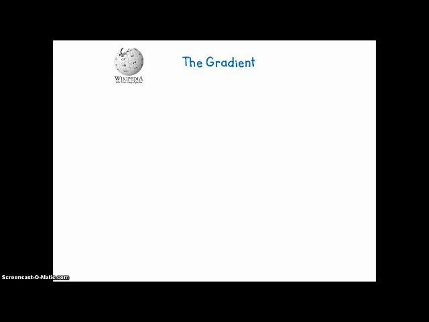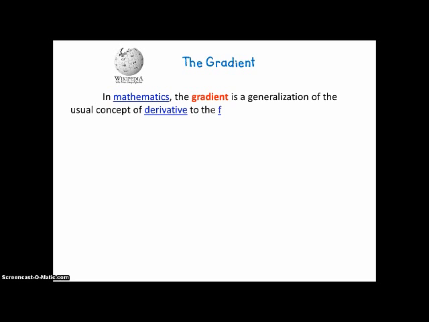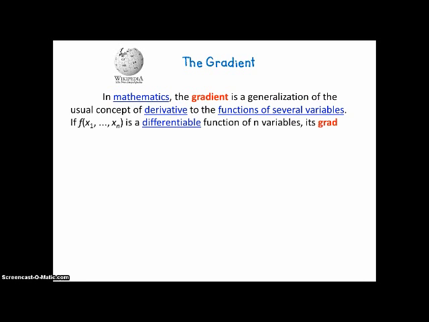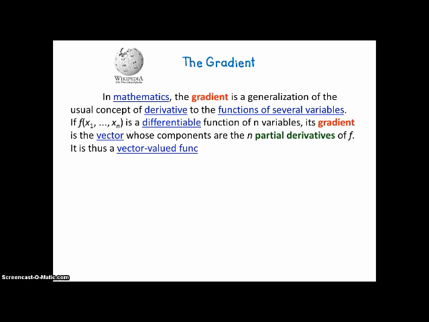Alright, so according to Wikipedia, what is the gradient? In mathematics, the gradient is a generalization of the usual concept of derivative to the functions of several variables. If f is a differentiable function of n variables, its gradient is the vector whose components are the n partial derivatives of f. It is thus a vector-valued function.